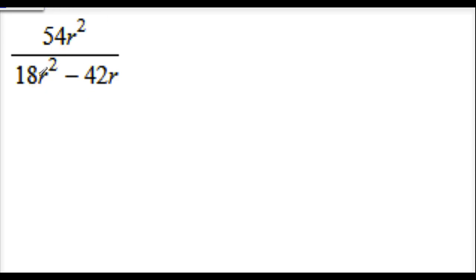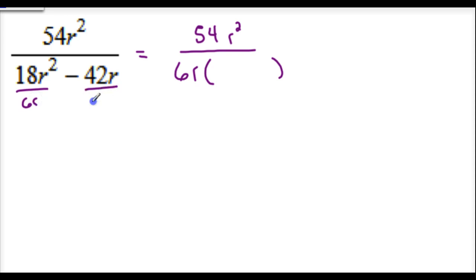Factor out what you can. In my numerator I can't factor anything else out. I'm going to leave that as 54r squared. For my denominator, I have 18r squared minus 42r. What can I factor out from 18 and 42? 6. Yeah, I could take a 6 out. R squared and r, what can I factor out? R. So if I factor out 6r, what's left? What's 18r squared divided by 6r, and what's 42r divided by 6r? 18r squared divided by 6r is going to be 3r, minus 7.